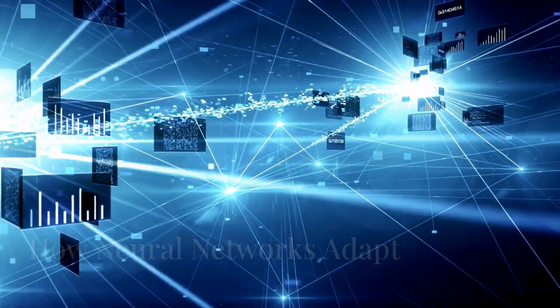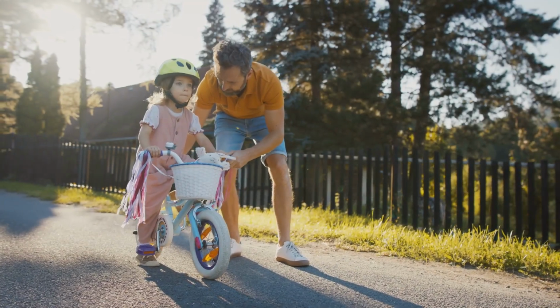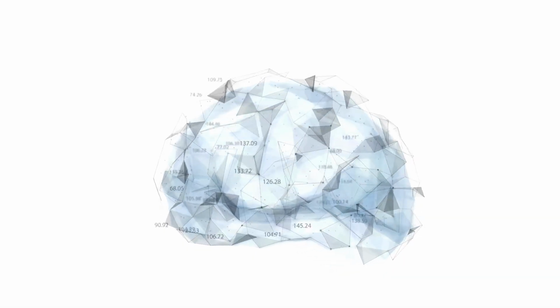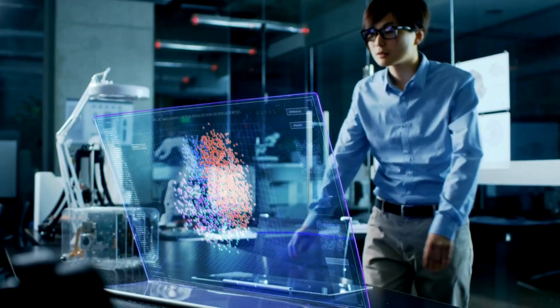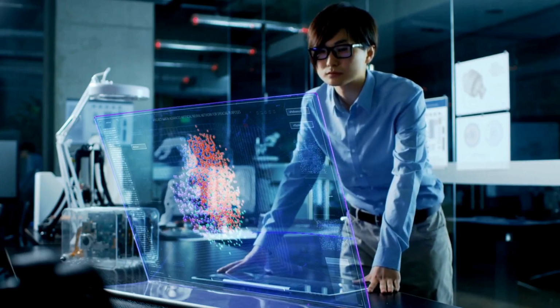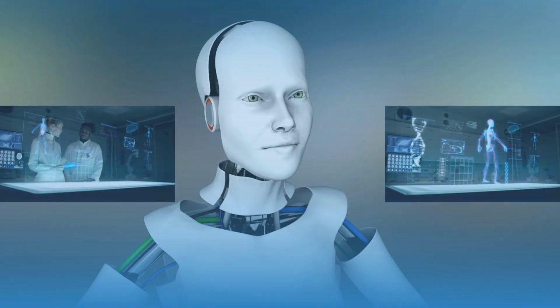How neural networks adapt. Imagine teaching a child to ride a bicycle. They might wobble, fall, and need guidance. Neural networks go through a similar process during training. At the start, weights and biases are initialized randomly. It makes predictions, compares them to actual values, and adjusts parameters. With each iteration, it gets better at understanding data patterns. Each adjustment brings it closer to being a powerful, predictive model.